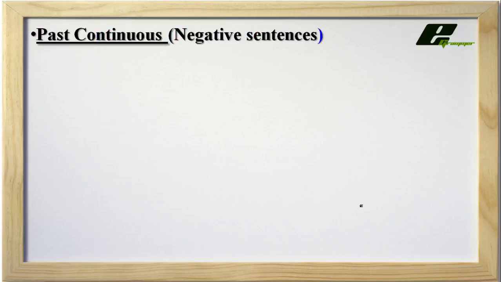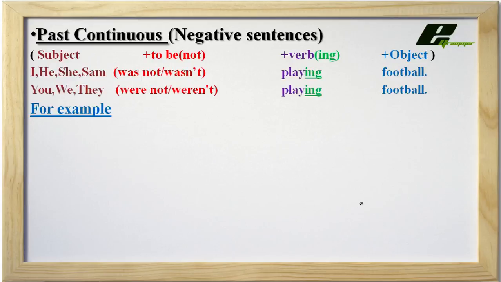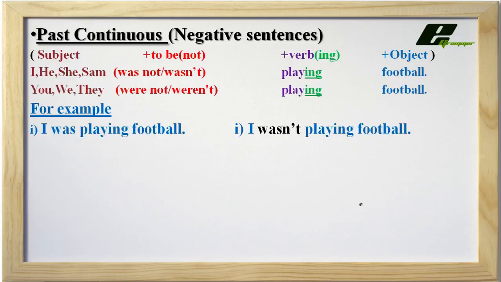Now, let us see negative sentences again. Here we are going to use their short forms. Instead of was not, we are going to use wasn't, and instead of were not, we are going to use weren't. For example, I'll transform some sentences into negative sentences. I was playing football. If I want to make its negative sentence using the short form of was not, how would it sound? I wasn't playing football.